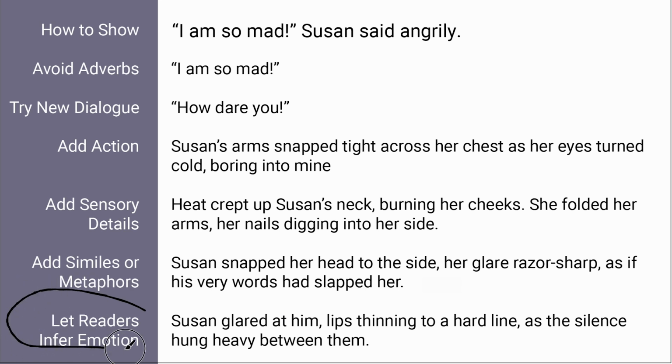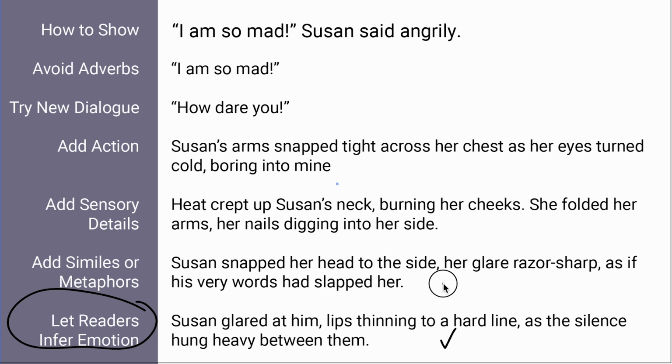And another way to do it, and I think a lot of these summarize the above of what we're doing here, but try to let the readers infer emotion. She glared at him, lips thinning to a hard line. The silence hung heavy between them. Now that's a very good, strong, showy sentence. And if you look at all these different examples, I'm really saying the same thing. The character is trying to express that she is so mad. But instead of me as an author telling the reader she's mad, I'm going to let the reader figure that out.